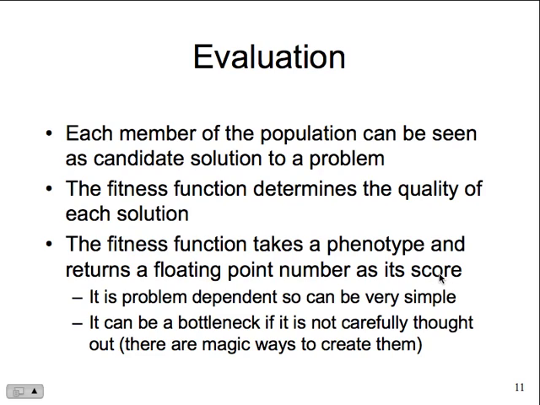The fitness function takes the phenotypes and returns a floating point number as its score in this particular case. Your score is going to be the shortest distance. But is it the shortest distance, and is it possible? If you have zeros in there because there is no connection between this city and this city, and you have to go through another city in order to get to it, then that's a bad solution because the route's impossible. So it's problem dependent. It can be very simple, hopefully. It can also be a bottleneck if it's not carefully thought out. There is no magic way, but there are ways to create solutions and evaluations, but they come out with bad data sometimes.